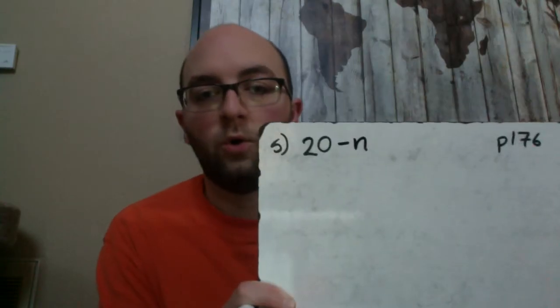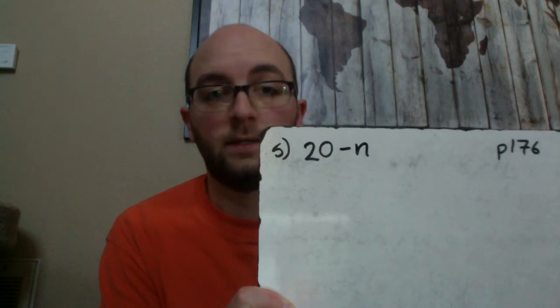Hugo has $20. He spends N dollars. How much does he have left? Okay, so similar thing. He has 20. He spends N. So similar to the last problem, only the variable is now second.